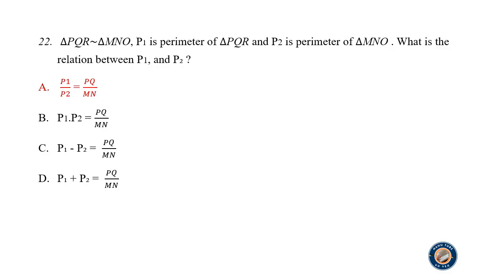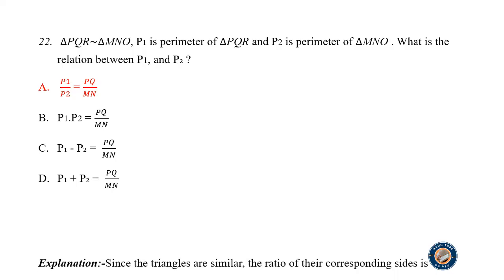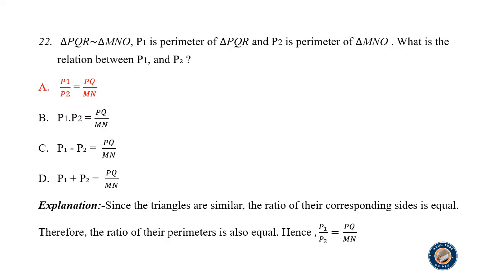The answer will be P1 over P2 is equal to PQ over MN. Since the triangles are similar, the ratio of their corresponding sides is equal. Therefore, the ratio of their perimeters is also equal. Hence, P1 over P2 is equal to PQ over MN.